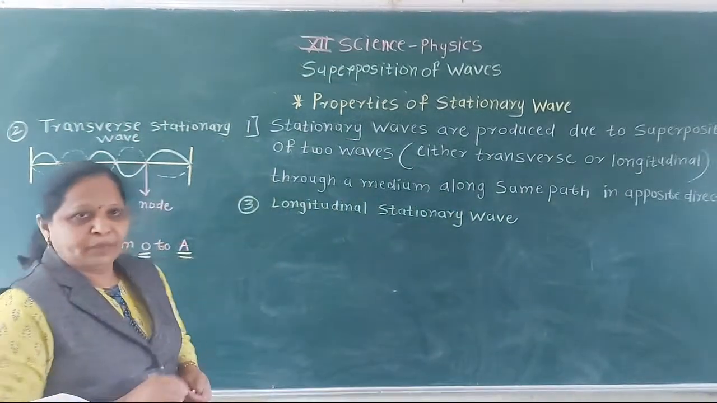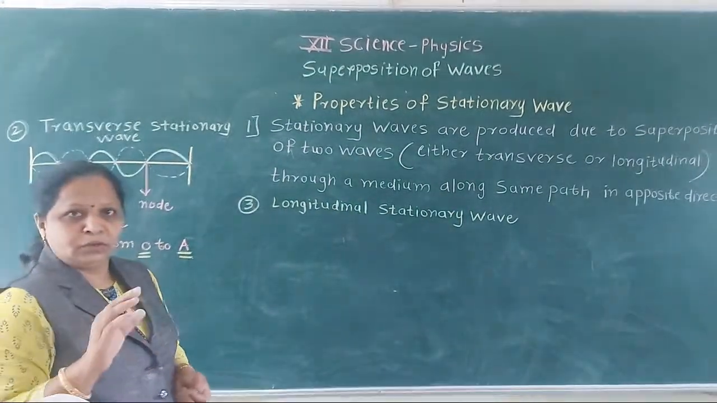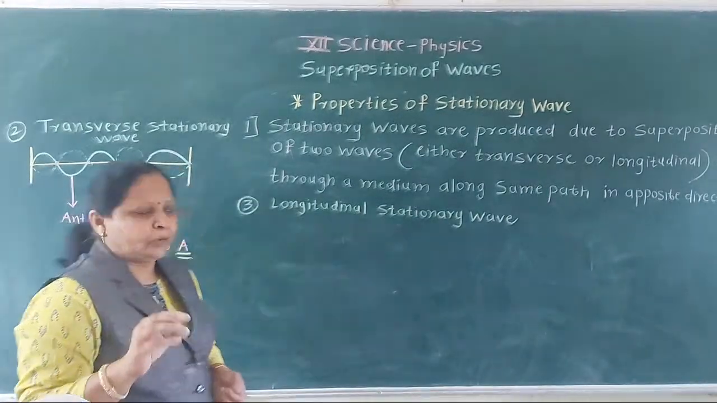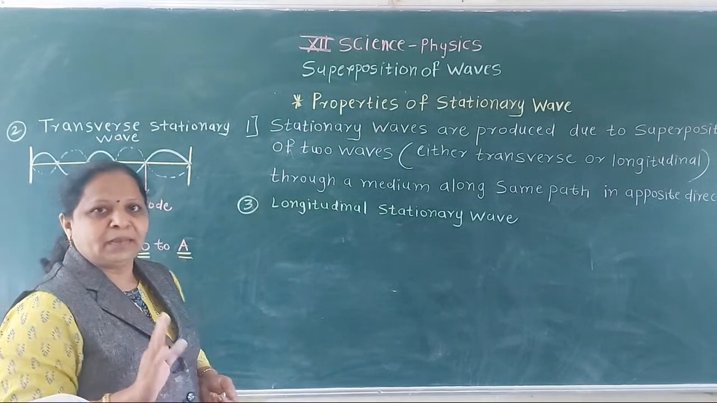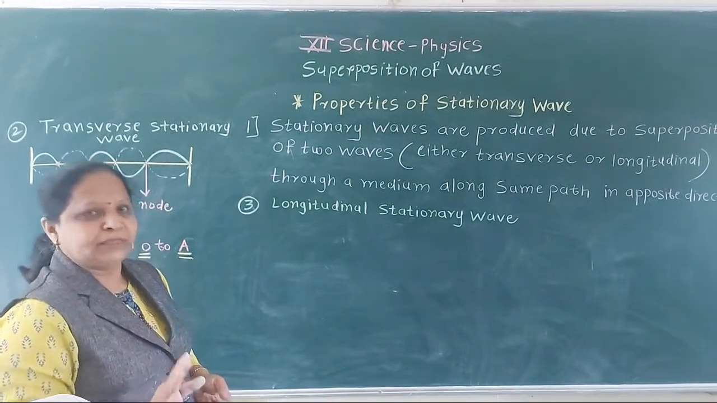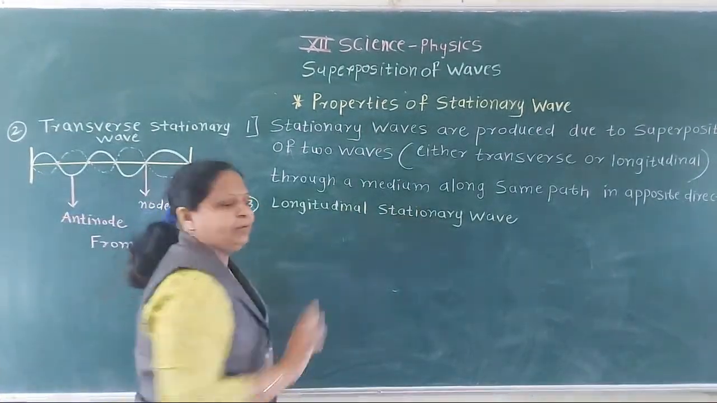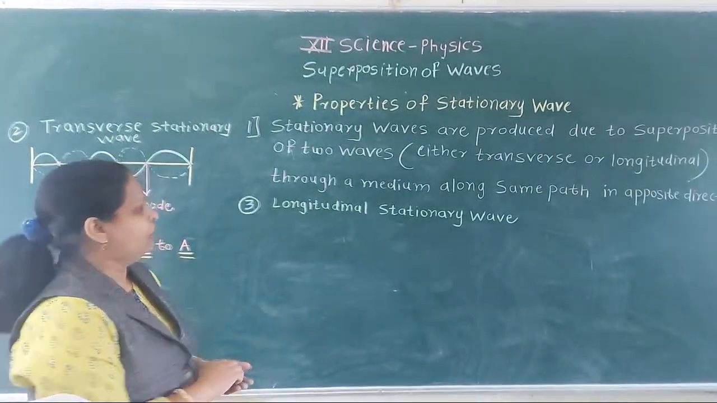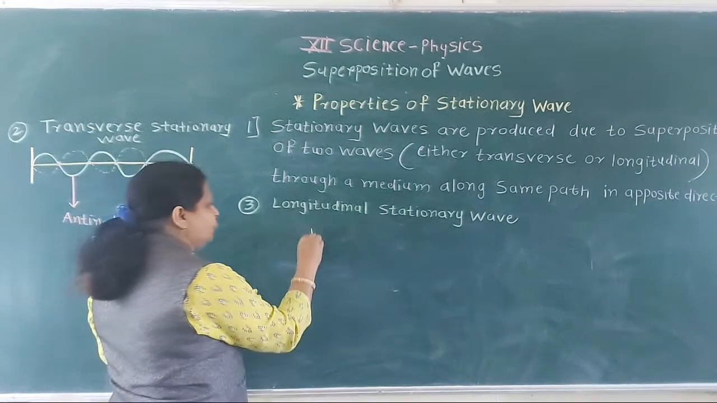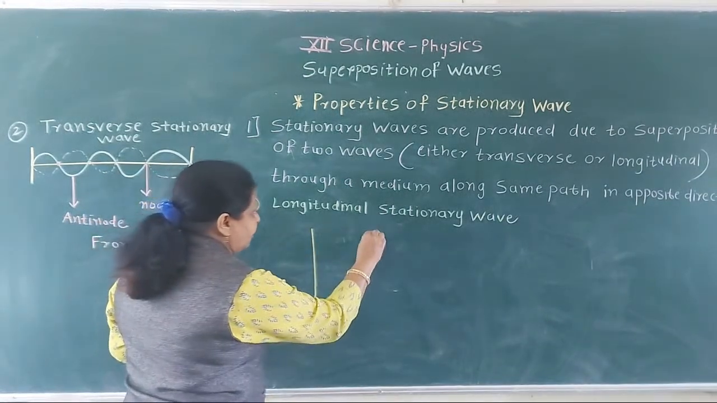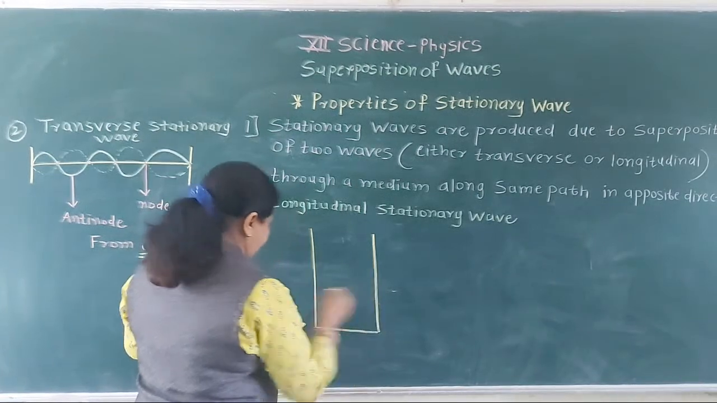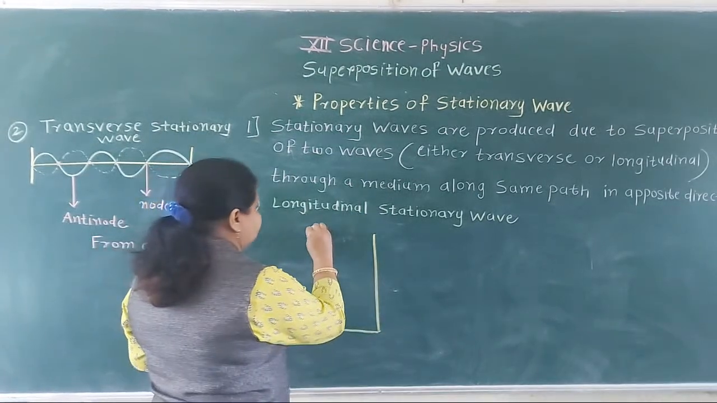Longitudinal stationary wave means when two longitudinal waves interfere or superpose on each other along the same path through a medium in opposite directions, then the resultant wave is known as the longitudinal stationary wave. Let us consider one example. Here we consider a tube or pipe. The wave is a longitudinal wave.